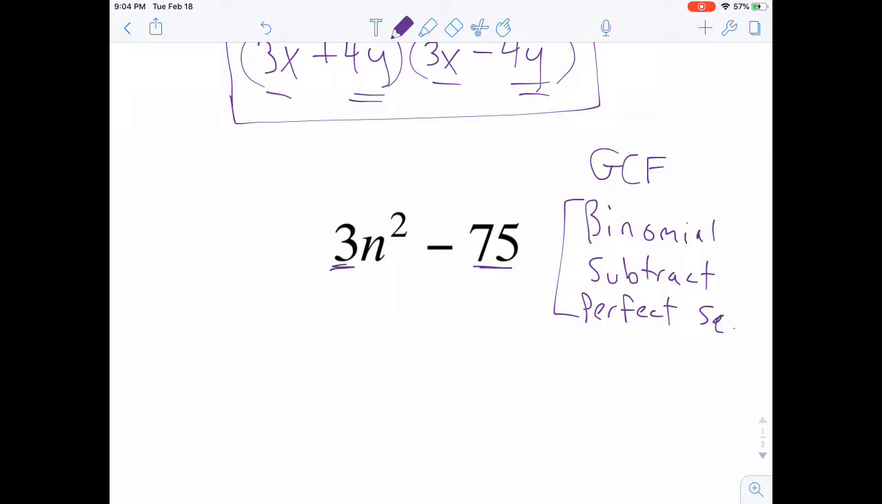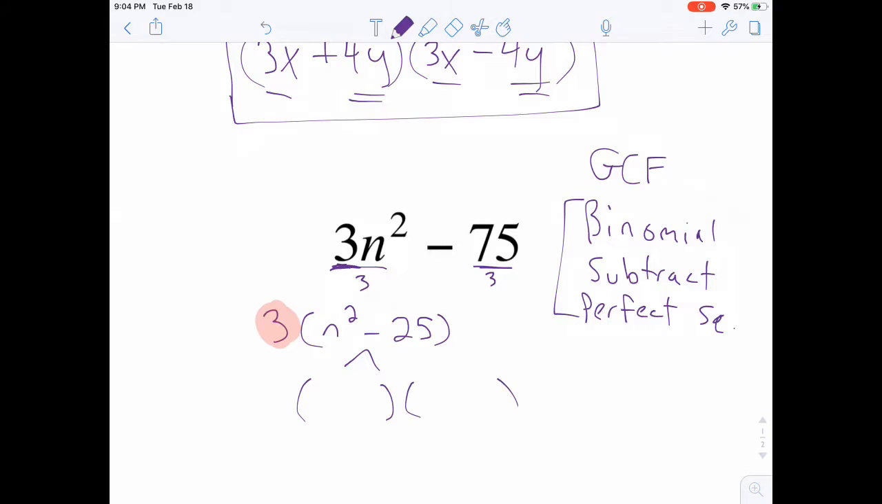3 and 75, I could pull a 3 out of both terms here. So if I had a 3 all the way outside, I'm dividing by my GCF. I'm left with n squared minus 25. So if I were to cover up the 3 here, I can now factor this n squared minus 25 by difference of perfect squares. It is a binomial, there's a subtraction sign, and they are perfect squares.